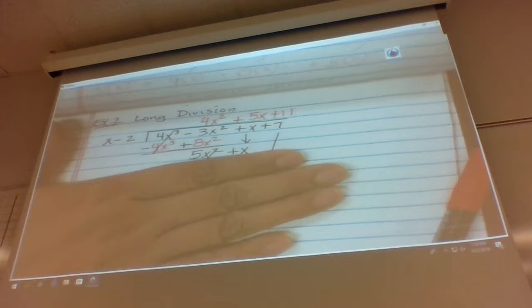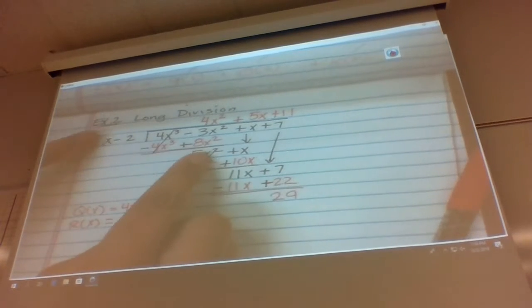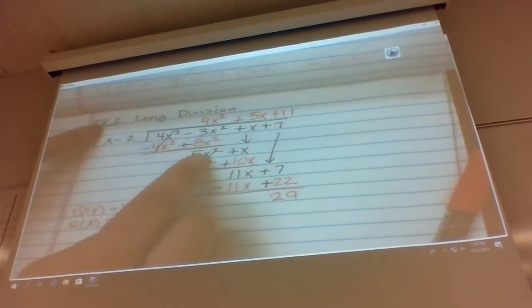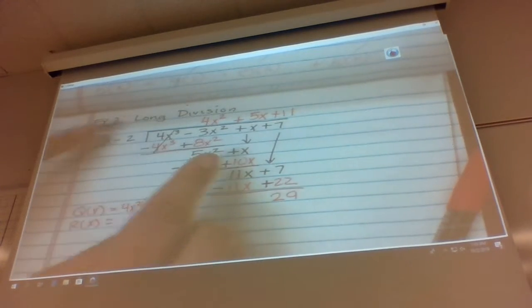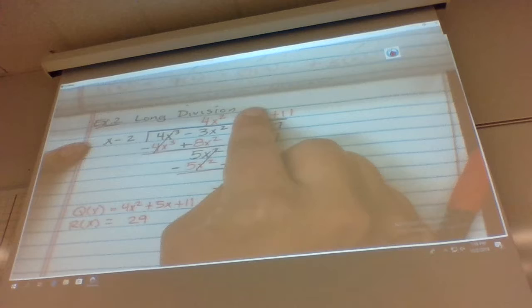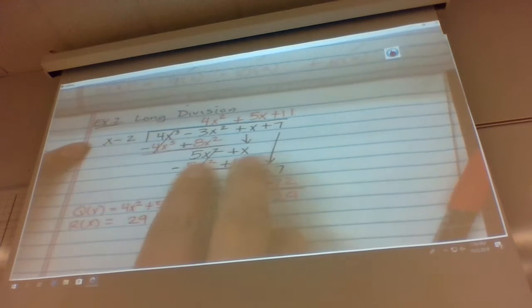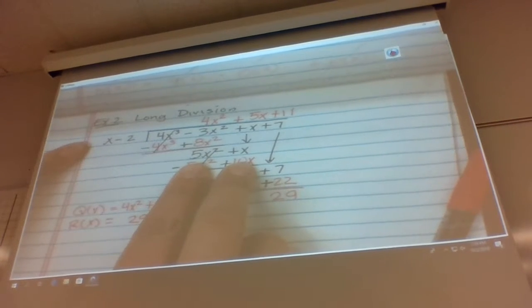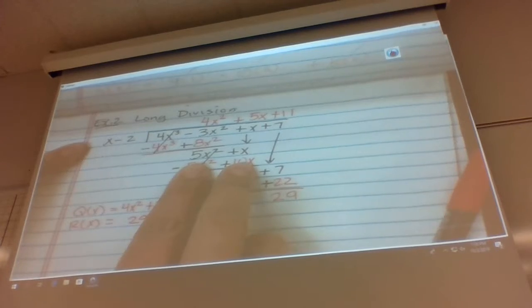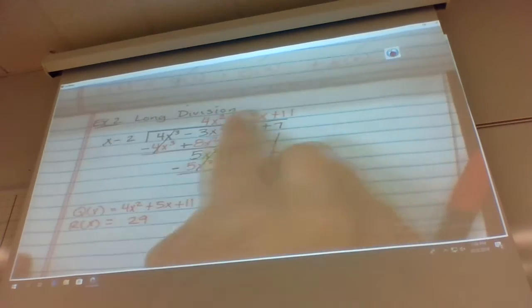Well, you only look at what times the x is going to give you the 5x squared. You only care about the first one of each. First the one, x, what do you have to multiply? But then, once you put the 5x here, you have to multiply both and put it there. So you won't ever do the x minus 2 when you're looking for the number on top. No. But once you put the number on top, you have to use both.